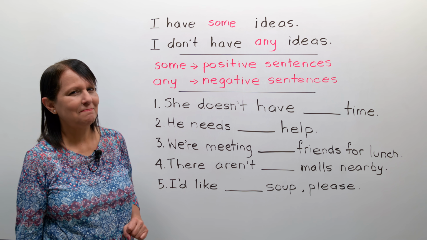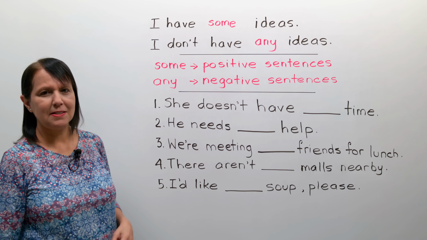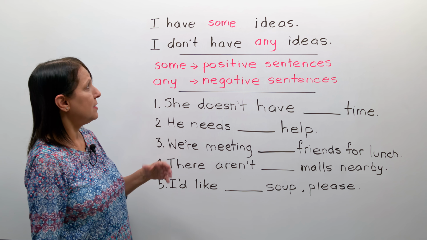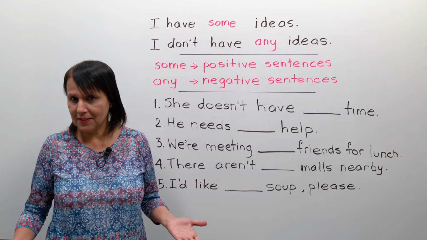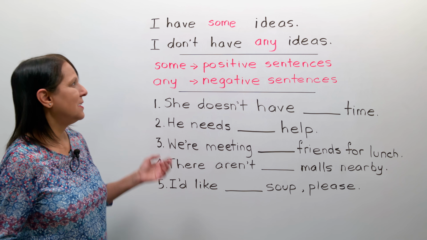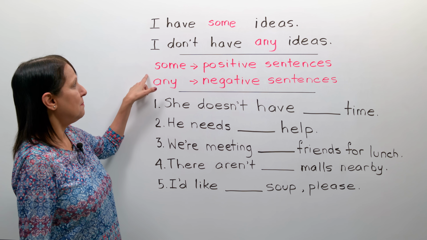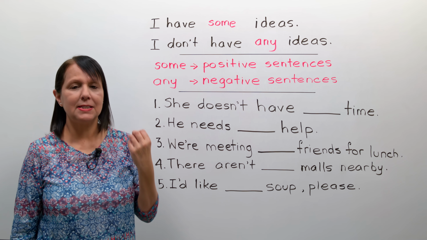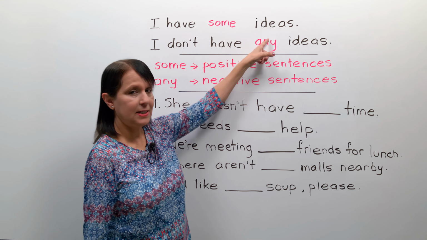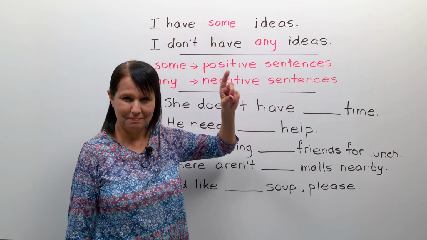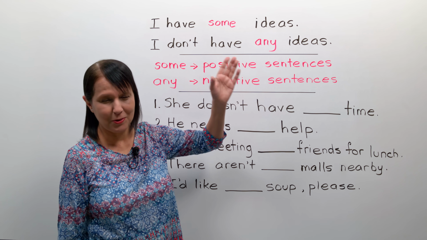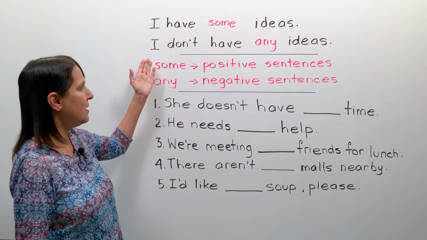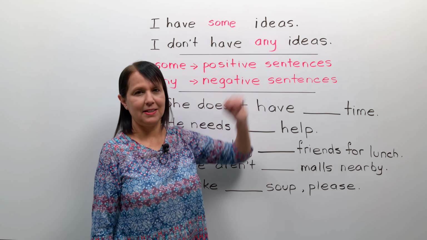So what happened here? The first sentence is a positive or affirmative sentence. And the second one, I don't have, is a negative sentence, right? So that's it. In a positive sentence, like I have some ideas, we use the word some, okay? Some ideas, some information, some money, some food, doesn't matter what. But in a negative sentence, we say, I don't have any ideas.